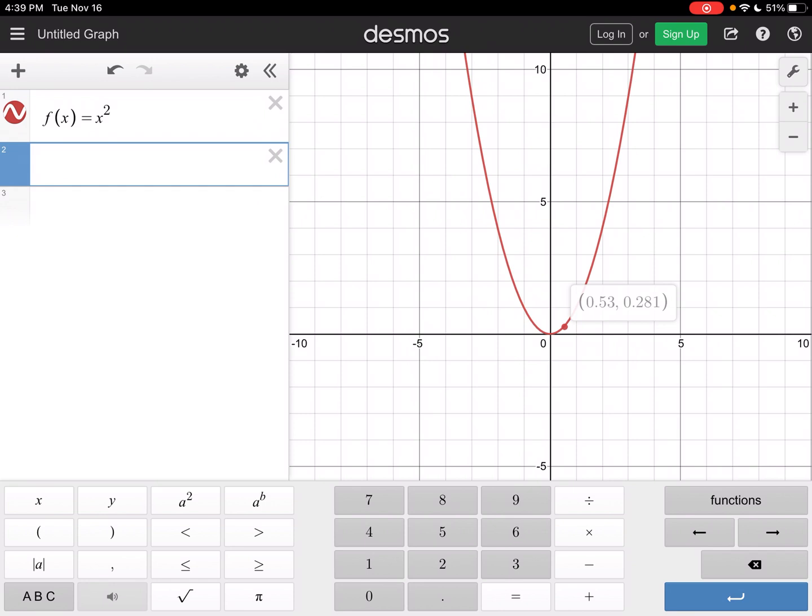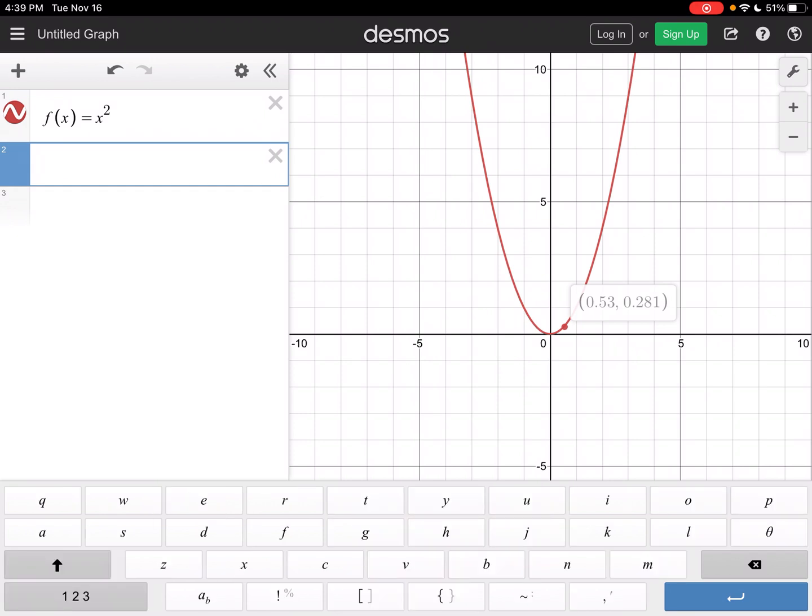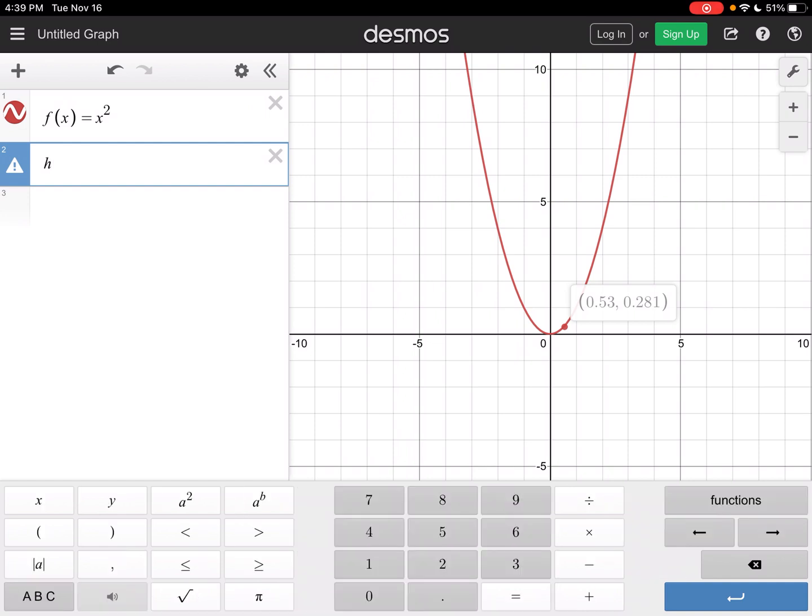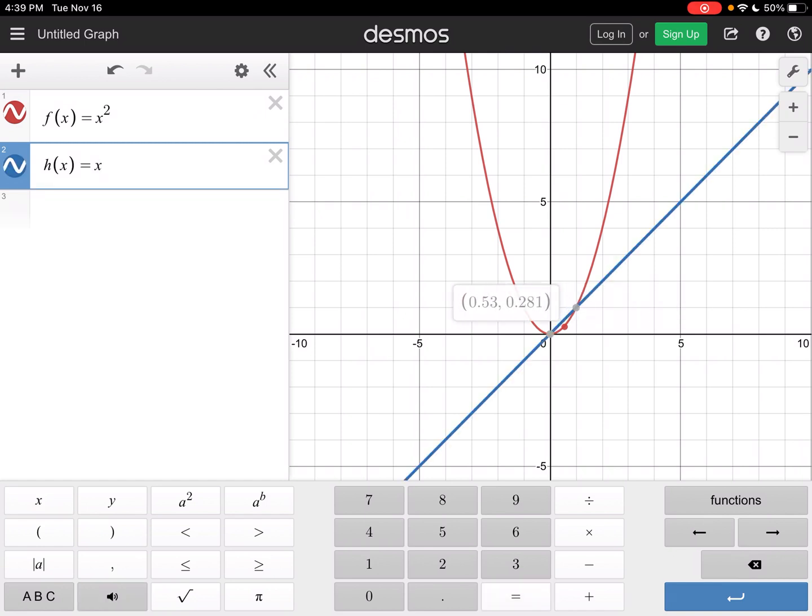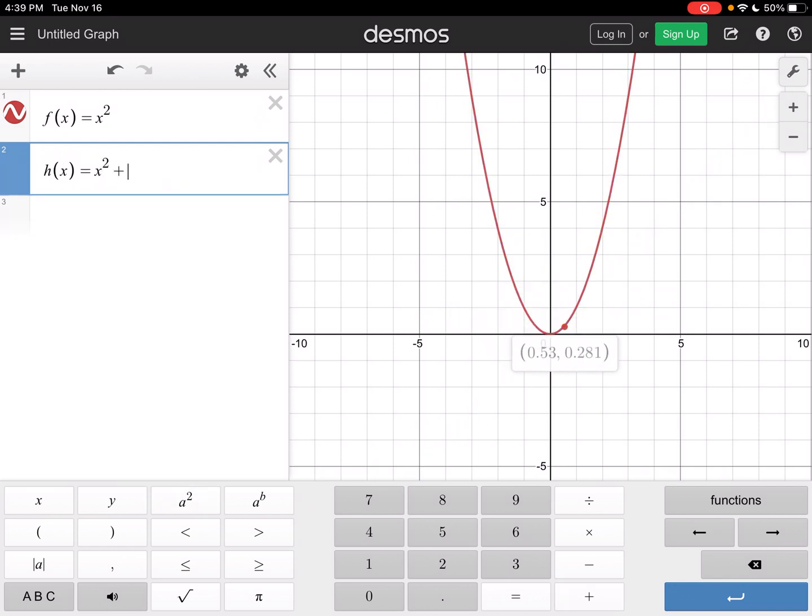Now, if I say h of x is x squared plus 3, notice my blue parabola has been moved up 3. And that's all we're looking for.